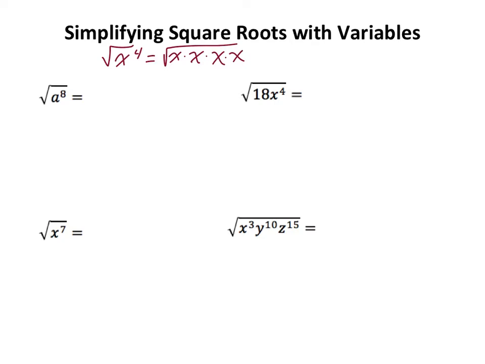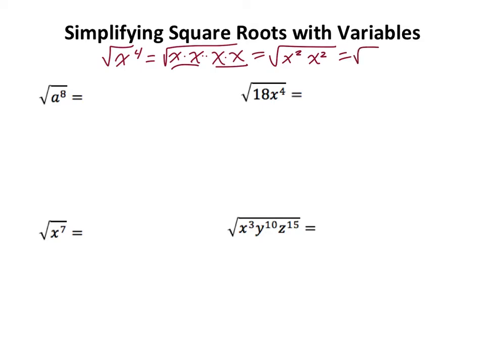And when you're taking the square root, for square roots, if you have two of the same variable or the same number on the inside, it's worth 1 on the outside. Basically, just because x times x is x squared. This is x squared.